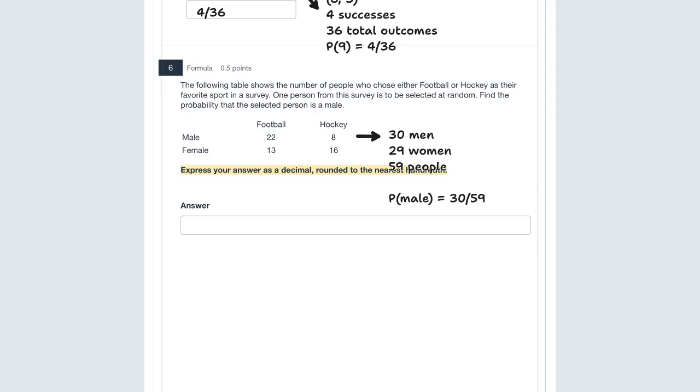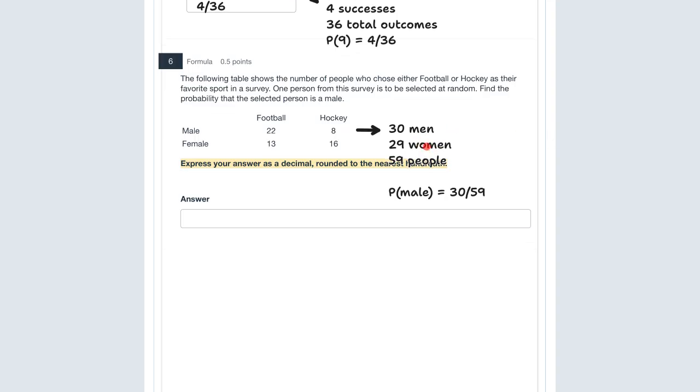Now, in this case, pay attention to the instructions. Express your answer as a decimal rounded to the nearest hundredth. You can see that in the instructions right here. So you have to change this to a decimal. Grab your calculator and do 30 divided by 59, which is 0.5084.